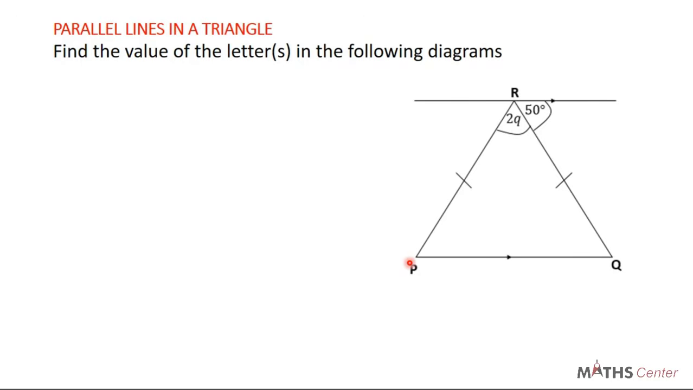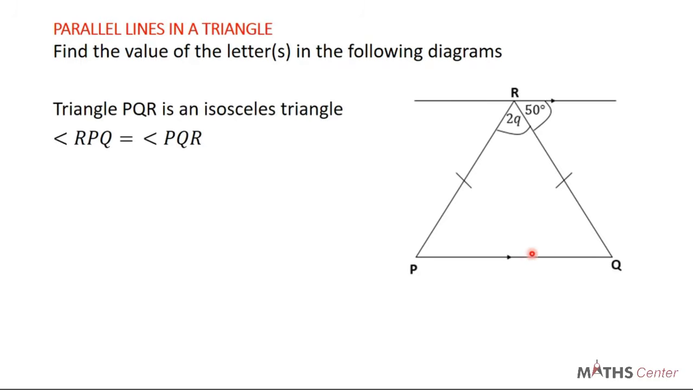We have triangle PQR. We have this parallel line here. PQ is also a parallel line. Now triangle PQR is an isosceles triangle. You can see that this side and this side are equal. So the angle that is formed here and the angle that is formed here will also be equal. So if here is N, this side will also be N.